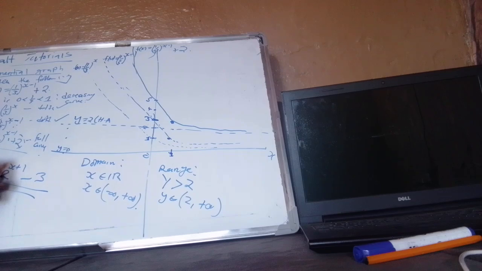E is not a variable, e is a number. E is an irrational number, approximately 2.7 continuous. So this is an exponential number. What kind of curve do you expect this to have? If it is e power x, e is a base greater than 1, it means that the first thing is an increasing curve. That increasing curve will then be transformed.